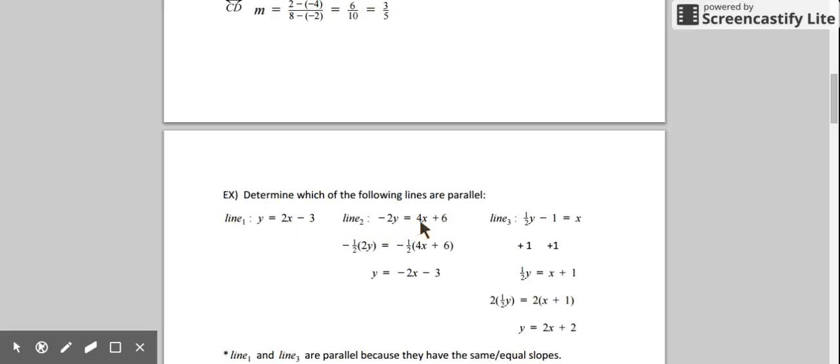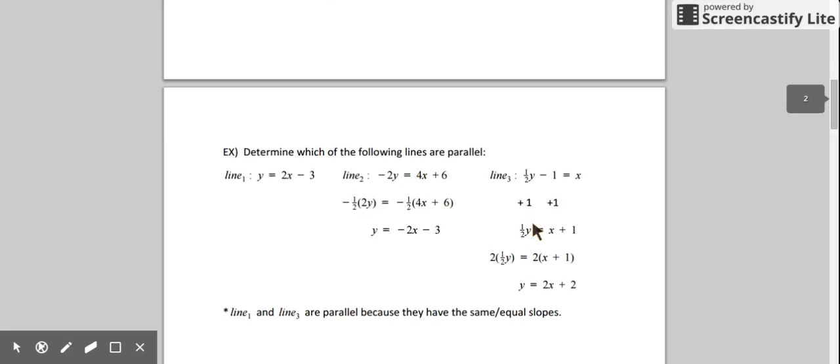Line 2, if I can solve for y and put it in slope-intercept form, then I would be able to look at its slope. So to solve for y, I need to multiply both sides by the reciprocal, -1/2, or I could divide everything by -2. 4 divided by -2 is -2. 6 divided by -2 is -3. So now we got our equation in slope-intercept form, and the slope is -2. So not equal to the slope of line 1. Those two lines are not parallel.